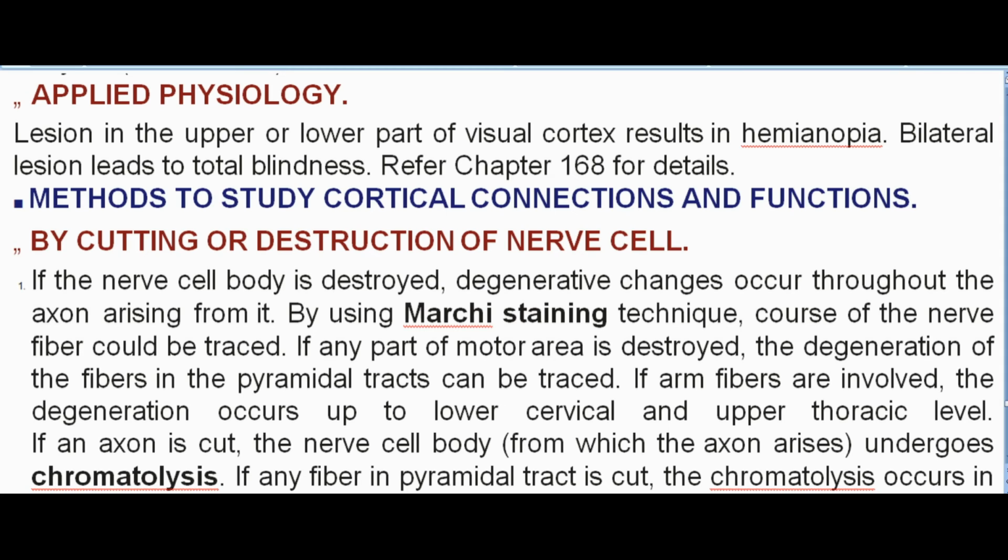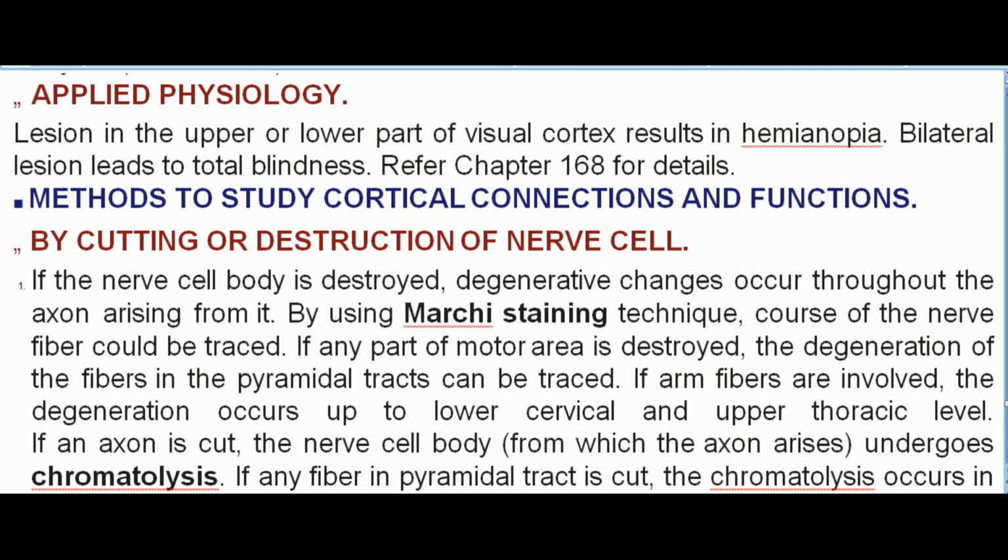Methods to study cortical connections and functions. By cutting or destruction of nerve cell. If the nerve cell body is destroyed, degenerative changes occur throughout the axon arising from it. By using Marchi staining technique, course of the nerve fiber could be traced. If any part of motor area is destroyed, the degeneration of the fibers in the pyramidal tracts can be traced. If arm fibers are involved, the degeneration occurs up to lower cervical and upper thoracic level.